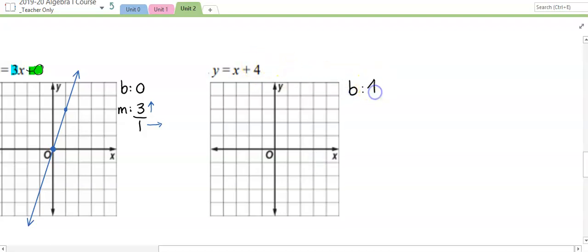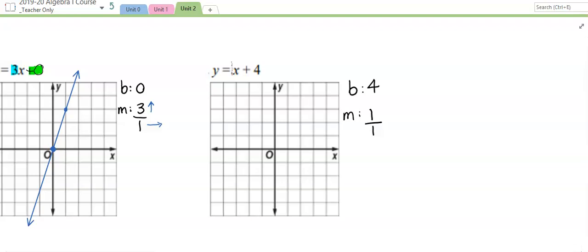4. What's not so easy to see is the number before x. It's invisible. When there's no number before x, it's 1. How do we make 1 look more slopey? We put it over 1.